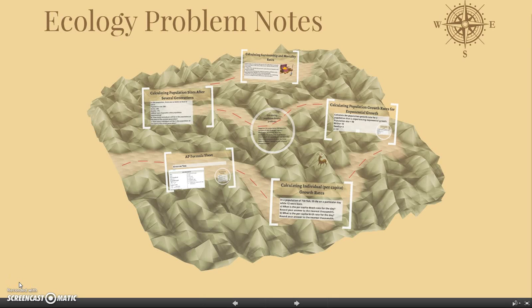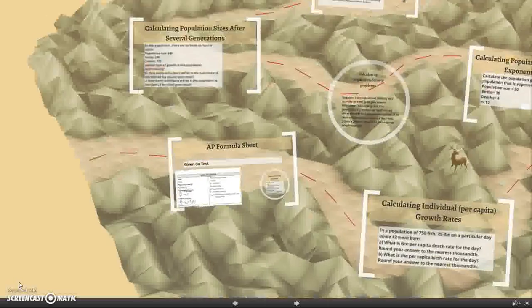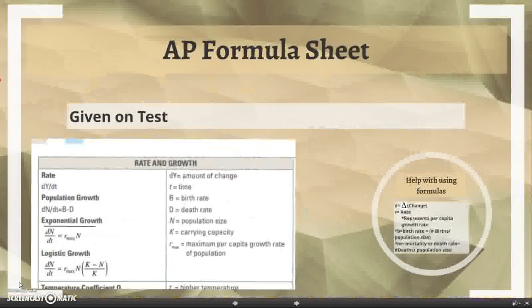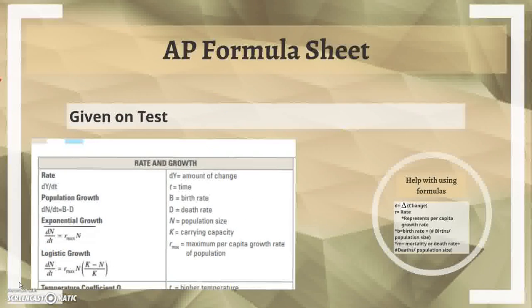Alright, so we are going to spend some time now looking at those ecology problems that I wanted to go through with you. I think I'm going to do another video because we're looking at a lot of growth rate, but you also need to know some things about primary productivity, so my goal is to get another one of those made as well. So I wanted to show you, to get you guys started, what is going to be given to you on your test.